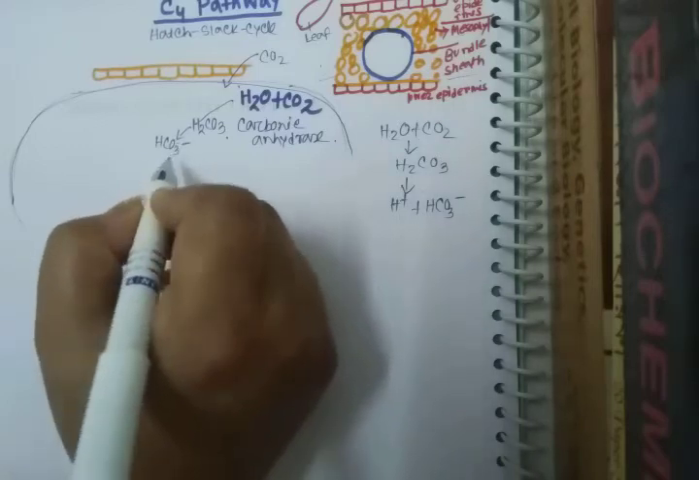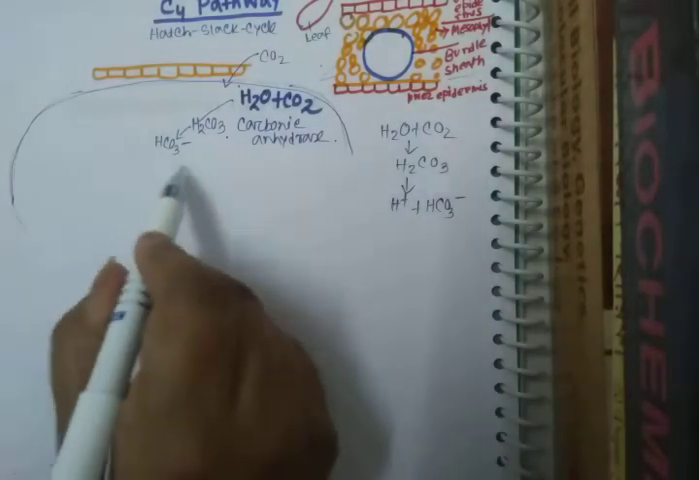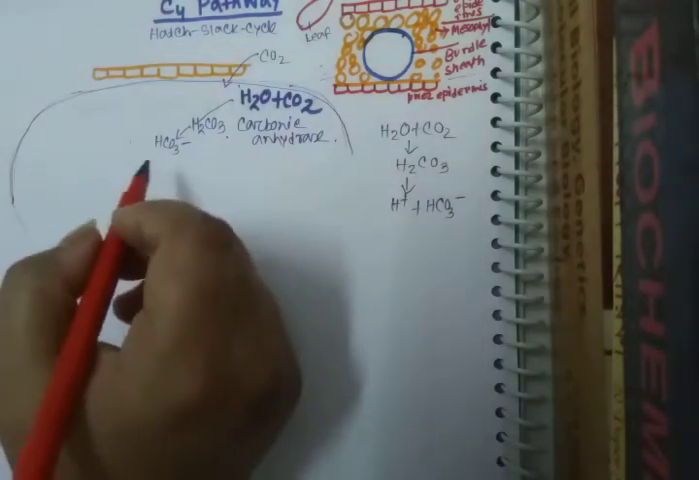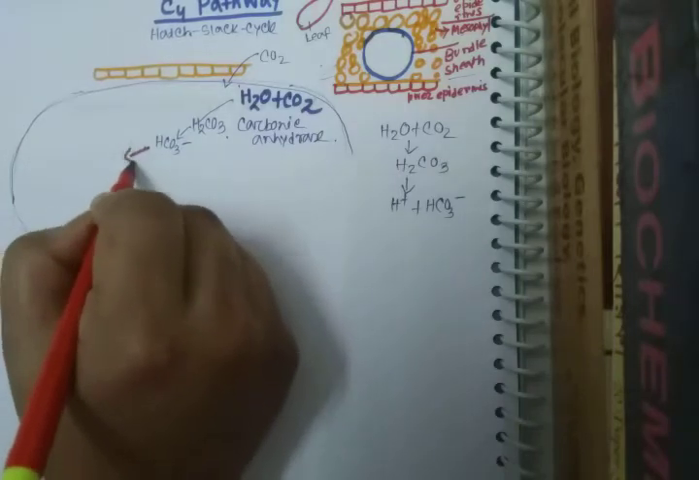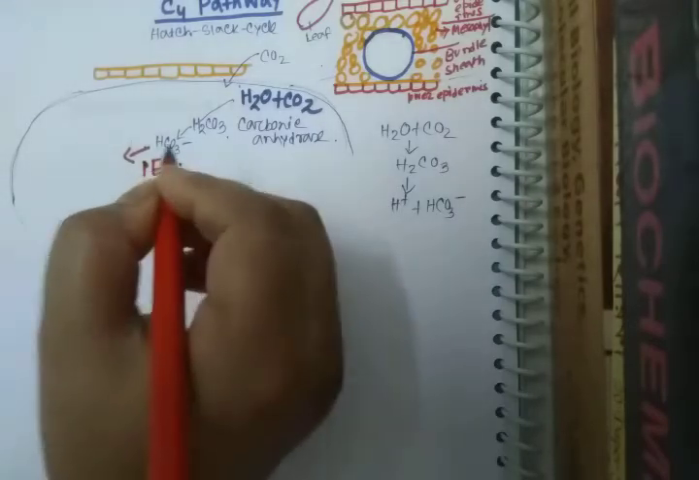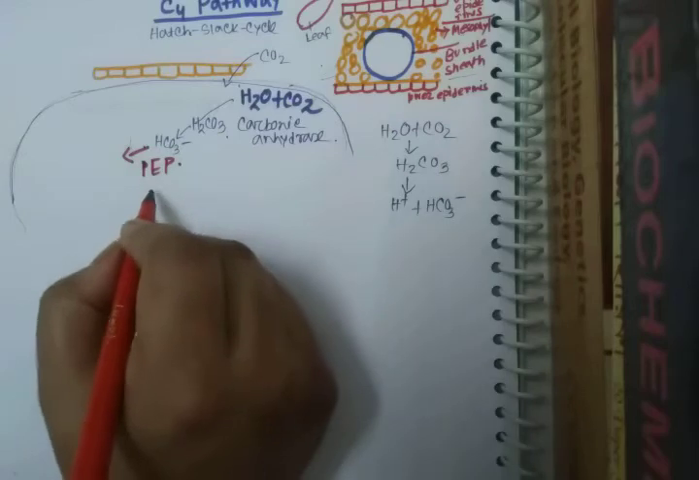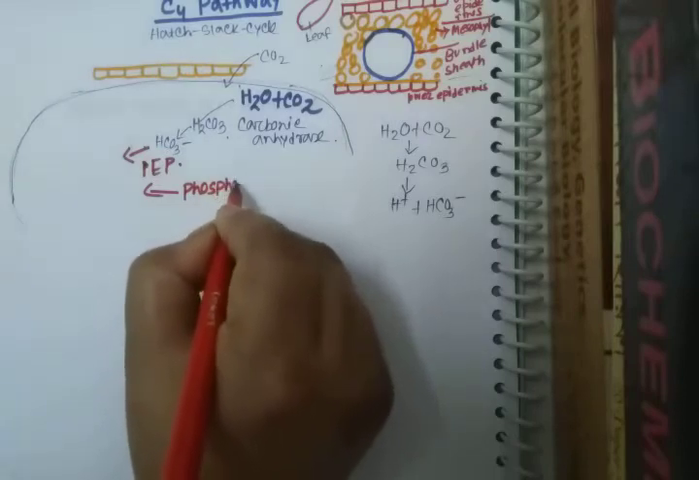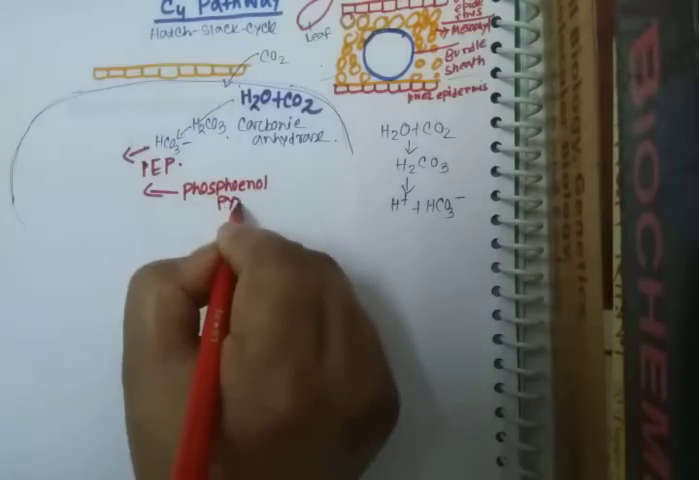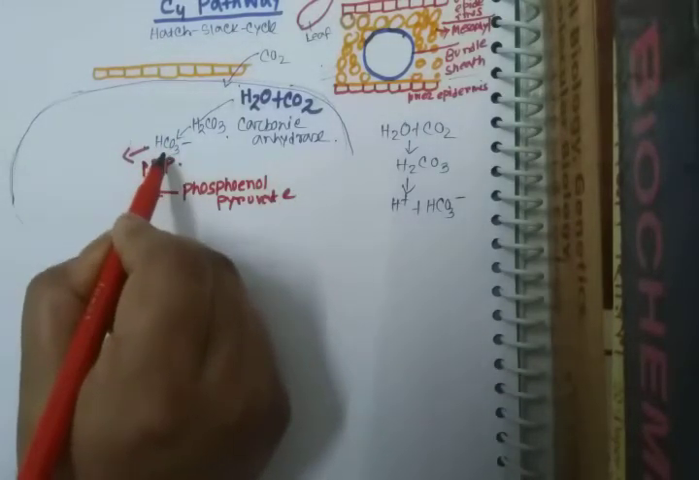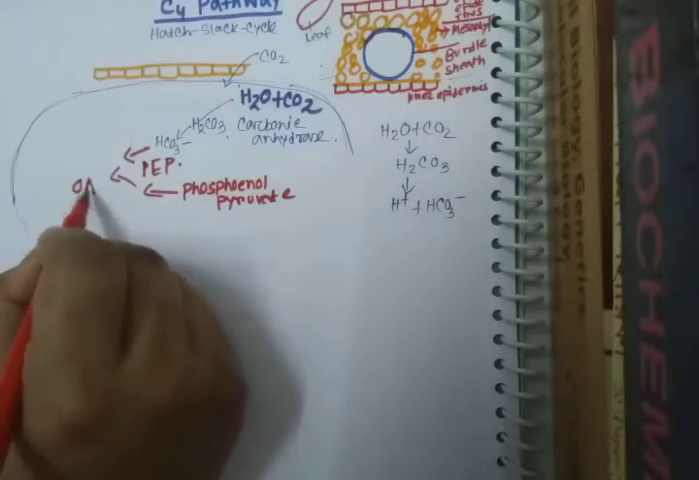Basically, what is accepted is HCO3, and this bicarbonate ion is accepted by PEP carboxylase. And there is another compound present, that is phosphoenol pyruvate, which will react with the PEP carboxylase and the bicarbonate ion, and it will give us the oxaloacetate, OAA.